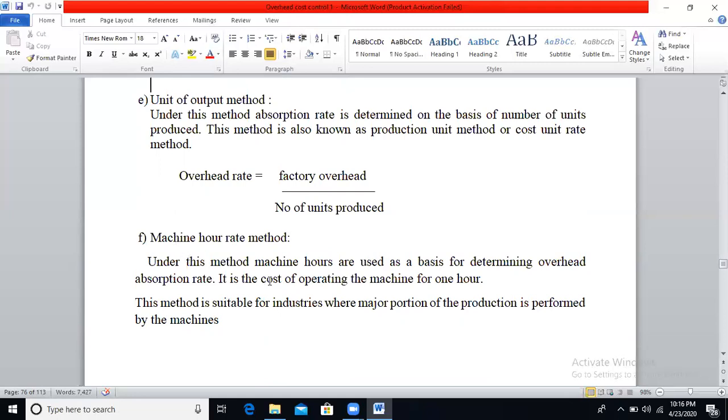Under this method, machine hours are taken as the basis for determining the overhead absorption rate. It is the cost of operating the machine for 1 hour. What is the cost involved for operating the machine for 1 hour? This method is suitable for industries where a major portion of the production is performed by machines, so the machine hour rate method is used where the major production process is done through the use of machines.